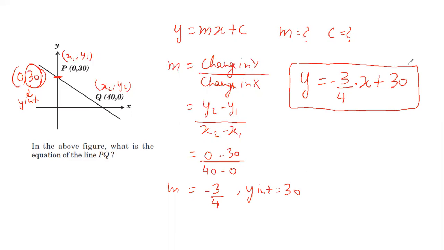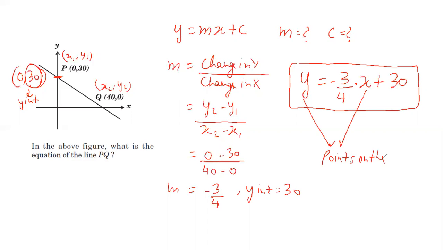So just remember guys, for an equation of a line, you just need to focus on two things. You need the slope and you need the y-intercept. If you have the slope and the y-intercept, you can directly write down the equation of a line. And what do x and y represent in this equation? X and y actually represent the points on the line.